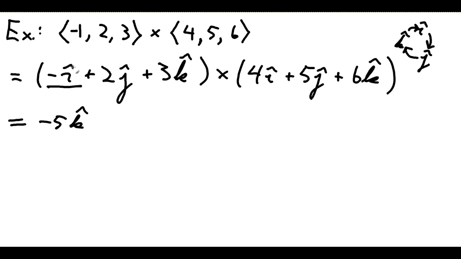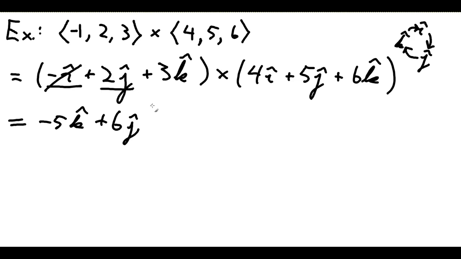So that's this. When we take negative i crossed with 6k, we have negative 1 times 6 is negative 6. And i cross k is going backwards, so that gives us a negative j. That'll flip the sign and make that plus 6j. So that takes care of that.